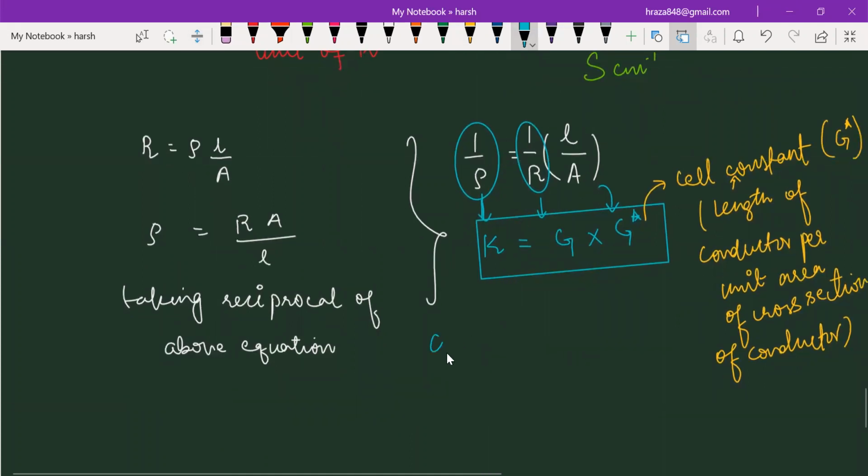So we can write conductivity is equal to conductance into cell constant.